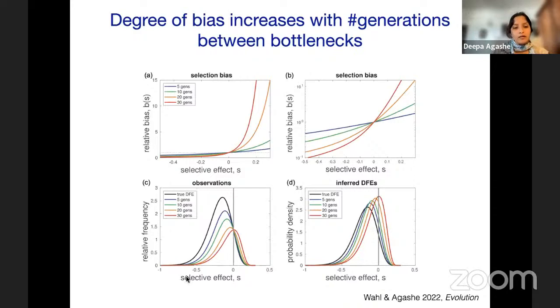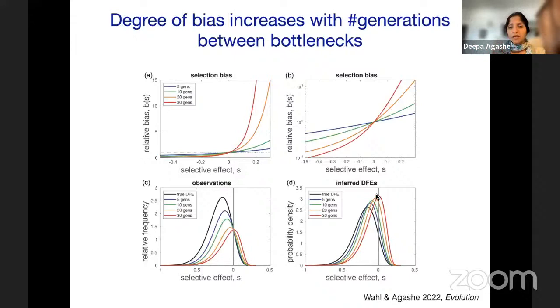Now, at the bottom here on the left, you're seeing what happens as a result of the selection bias to simulated DFEs. So let's imagine we start with the true DFE, which is shown in black here by the black line. And let's say for the purposes of the simulation, this DFE is more skewed towards deleterious mutations, so it's on the left of the 0 line. As you increase the number of generations between bottlenecks until you acquire one mutation, you get a stronger and stronger skew towards more beneficial mutations. So the DFE is shifting towards the right.